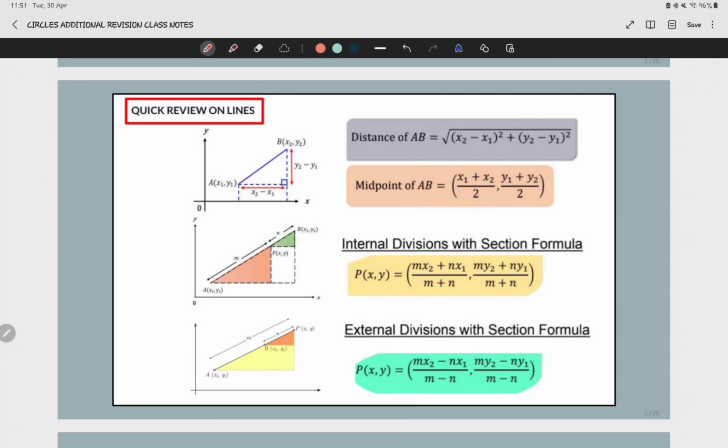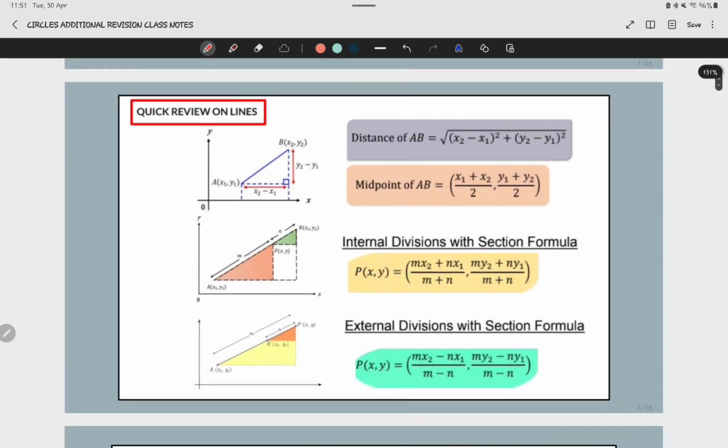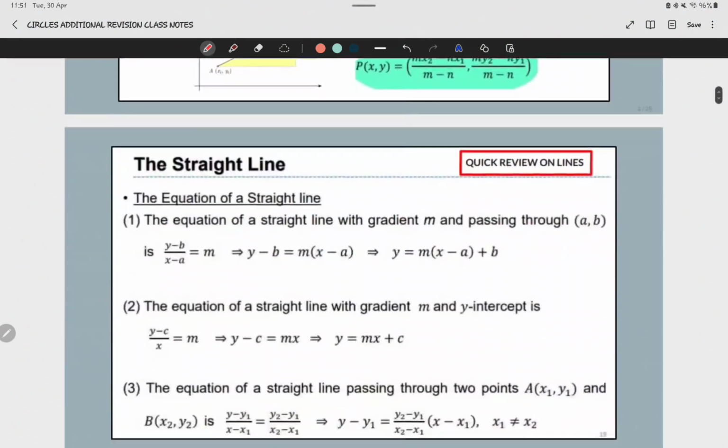These things we cannot forget, because the distance formula, the midpoint and your internal divisions are all used up until now. So you must be alert with these formulas so that when you solve problems later on, it will help you in the long run. This one I won't go through much.